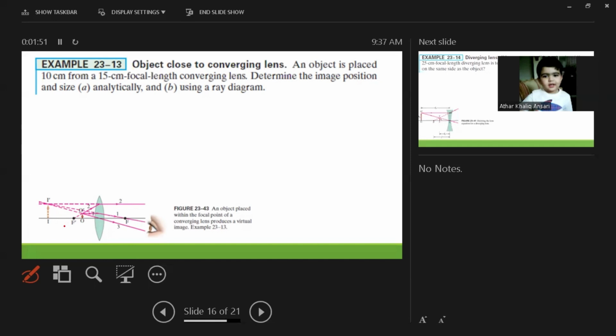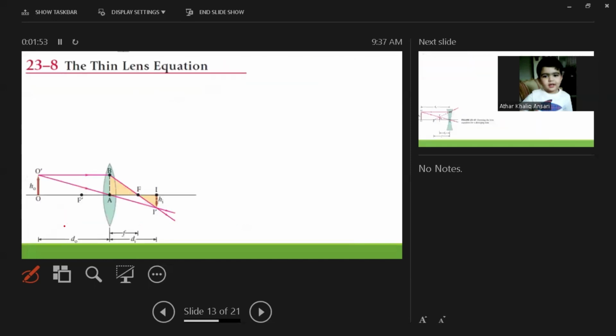So here I'm going back to the point. What I'm going to start with is, today we are going to talk about the lens equation. The lens equation is the relationship between the focal length, which is the distance from the optical center to the principal focus, and the distance of the object from the lens.